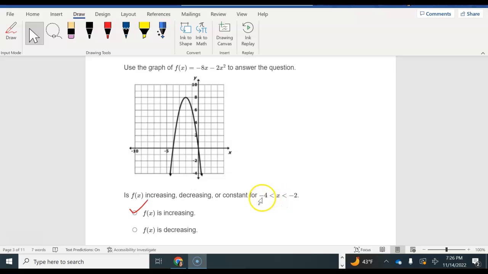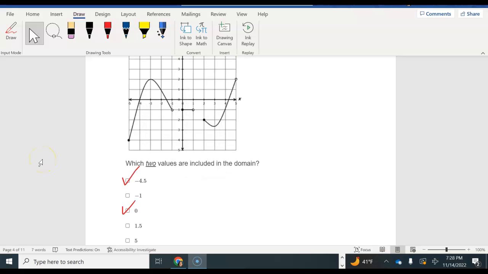So when x is between -4 and -2, that means your domain. Here's your x. This is your x-axis. Here's -10, -5. So here's -4, -3, -2. So from -4 to -2, what is this function doing? From left to right, that function is going up, which means it is increasing. So all you have to do is understand the notation. This is saying what's happening on your x from -4 to -2, and it is increasing.